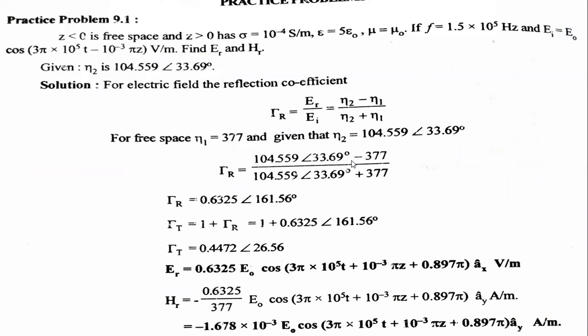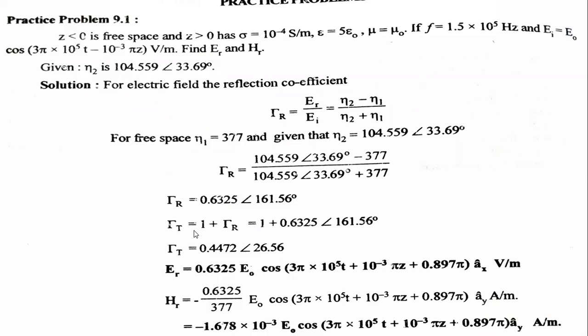One case will come after this one. If you are going to subtract here, or if you are going to add here, you will get one polar form in the numerator and one polar form in the denominator. So in this way you will get numerator one polar, denominator one polar, and that polar will be cut out and the angle will be subtracted. So in this way you will get the answer. Reflection coefficient is equal to 0.6325 angle of 161.56.